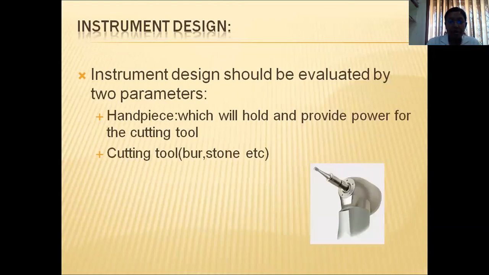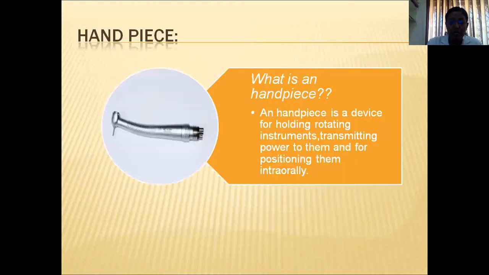Next is the instrument design. Instrument design will go into detail about 2 parameters. We'll see in detail about the handpiece and the cutting tool, which is nothing but the dental burrs or dental stones. Coming to the definition of a handpiece, which is a very important viva question and 2-mark question: a handpiece is a device for holding rotating instruments, transferring power to them, and positioning them intraorally.